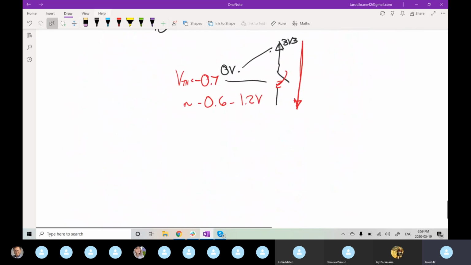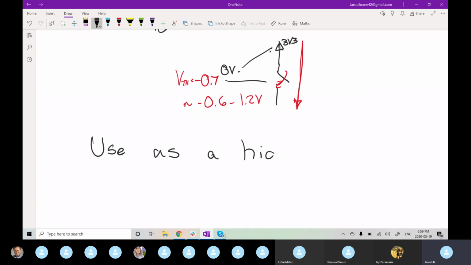Yeah, so if we're to show that kind of use as a high side switch now.